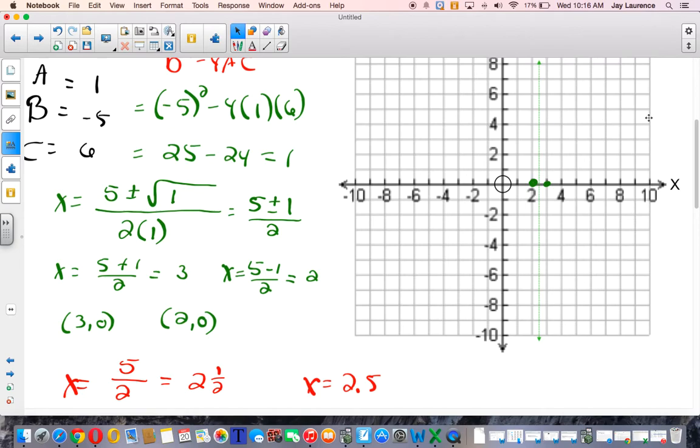All right, there we go. So there's my axis of symmetry. Its equation is x equals 2.5. The parabola will be symmetrical about it. Notice the two zeros are exactly the same distance from it. That'll be true of all the points except the vertex.